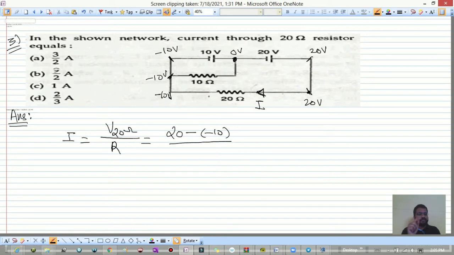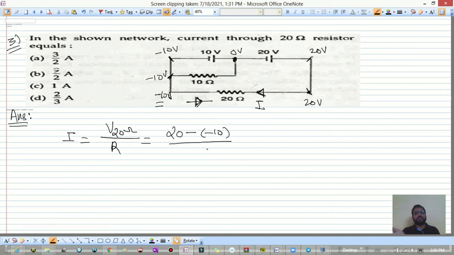But if you take the current in this direction, you have to consider minus 10 as the higher potential and 20 as the lower potential. Though we can see that 20 is higher and minus 10 is lower, according to your convention the current you took is in this direction, from left towards right. So you have to consider minus 10 minus 20 divided by 20, that is minus 30 divided by 20, as your answer. But that minus sign indicates that whatever direction you took is wrong. You have to consider the opposite direction. So I considered initially from right towards left. That is correct.